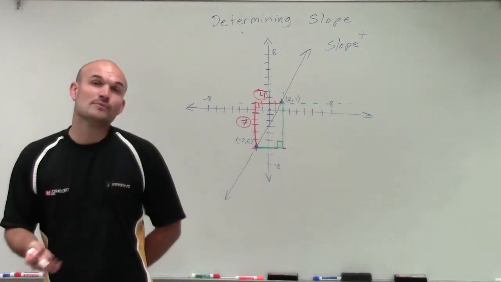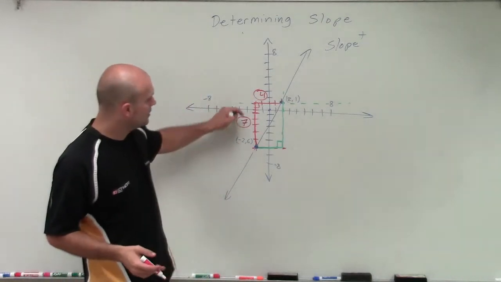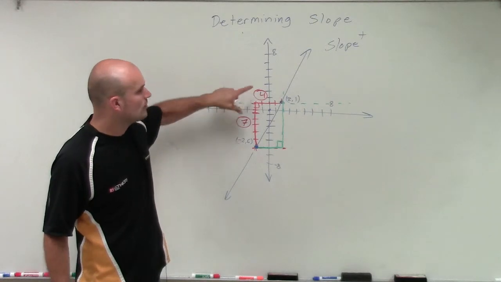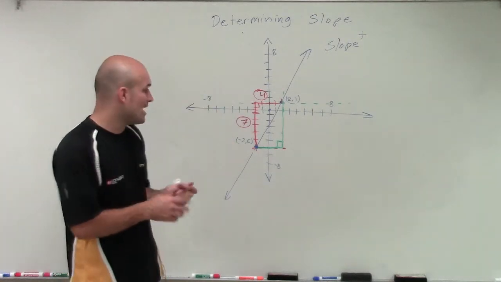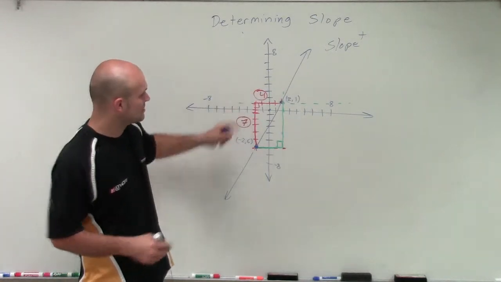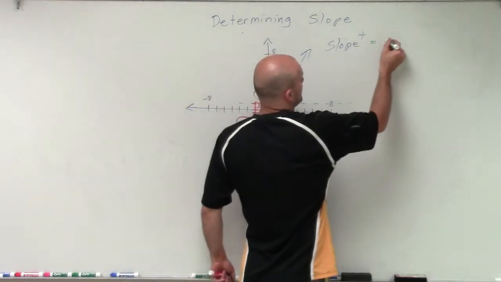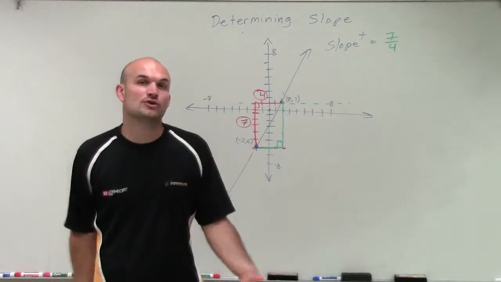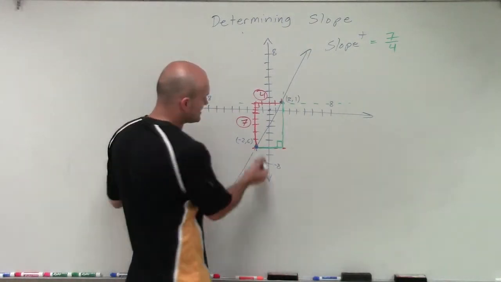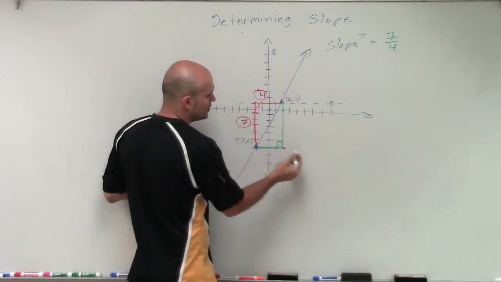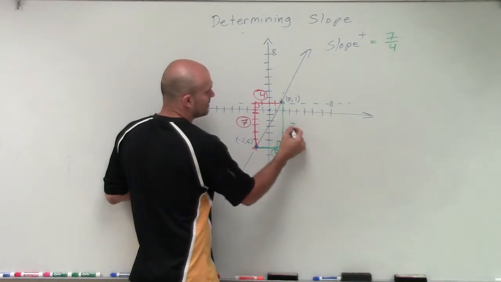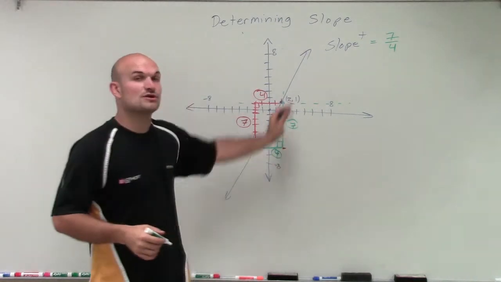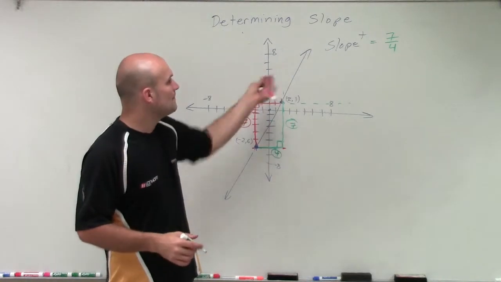Now remember, when finding the slope, all we're trying to do is find the change in my y-coordinates over the change in my x-coordinates. So that would be 7 over 4. And since we're going in the positive direction, we know the slope is going to be positive. And you could do the exact same thing going left to right. You get the exact same values of 4 and 7. And since my graph is going left to right in the positive direction, my slope would be positive.